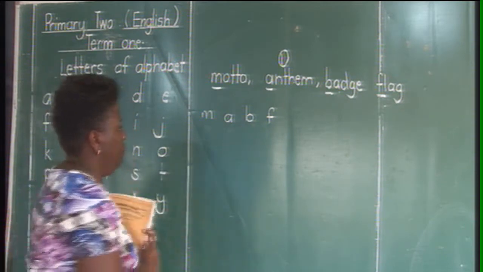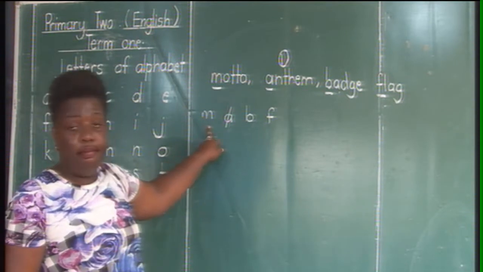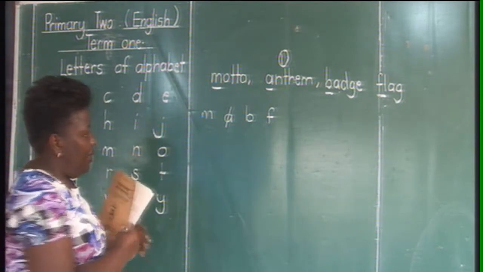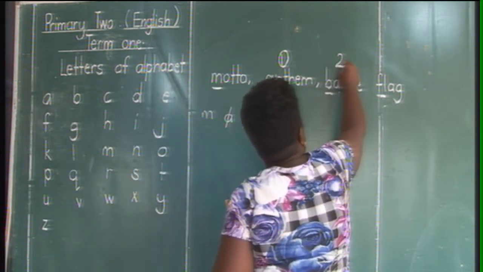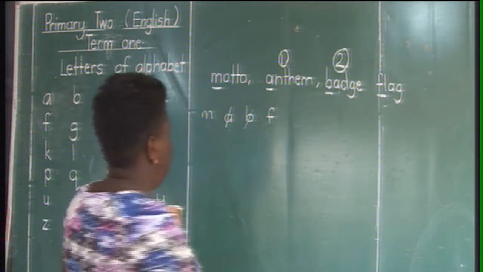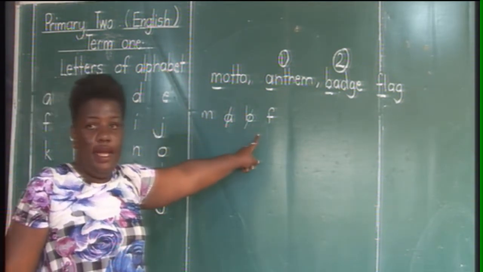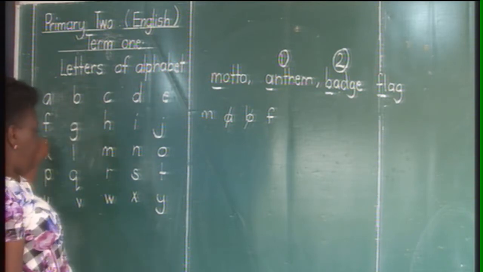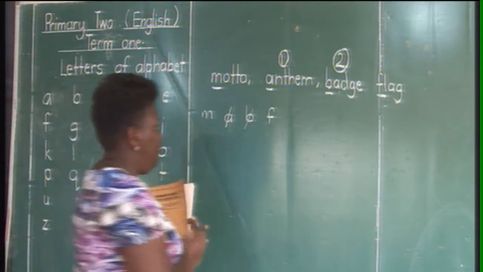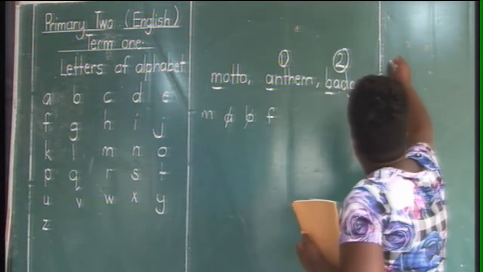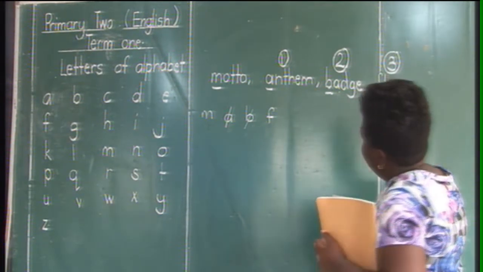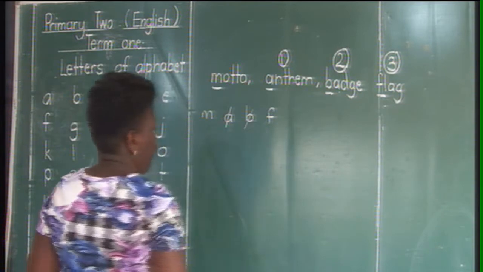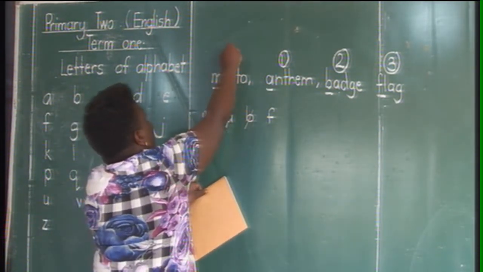Now we are remaining with M, B, F. We go back. A, B. Yes, we have B here. So B is our number 2 word. Now we are remaining with two letters, M and F. You go back. A, B, C, D, E, F. So we've seen F. Where is that word that begins with F? That is the word flag. Number 3, flag. And now that we are remaining with only one, that one automatically becomes our number 4.